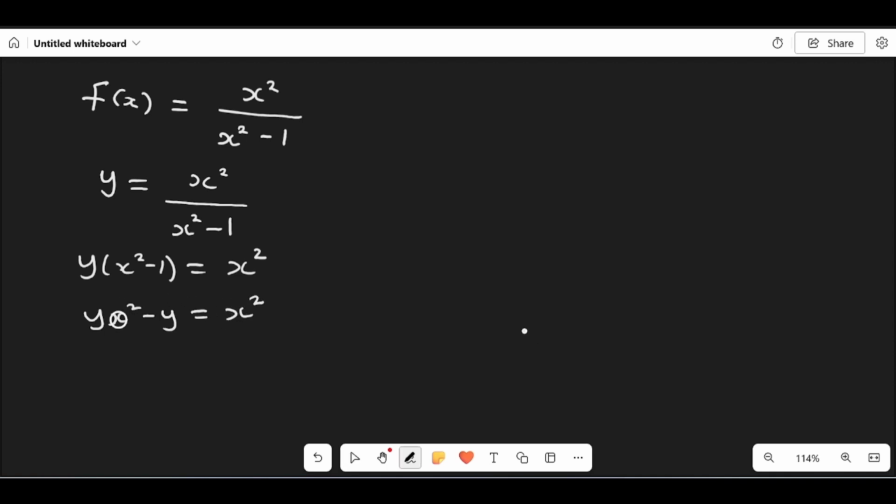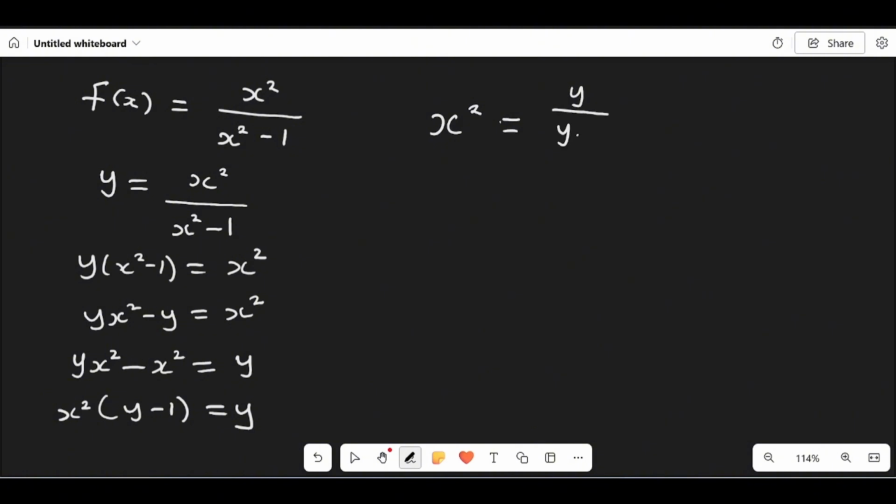Let us bring x squared to the left hand side: y x squared minus x squared equal to, and let us bring minus y to the right hand side, and the sign will change to positive y. Factor out x squared from the left hand side: x squared (y minus 1) equal to y. Divide both sides by y minus 1: x squared equal to y over y minus 1.